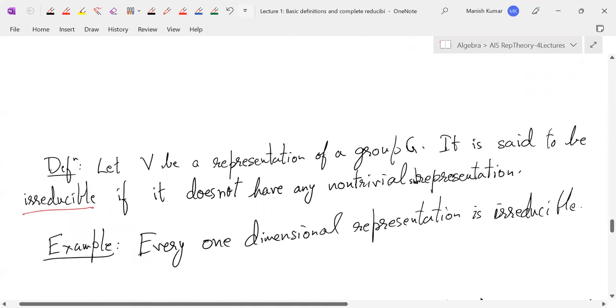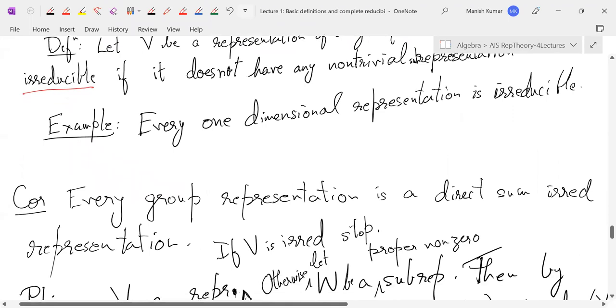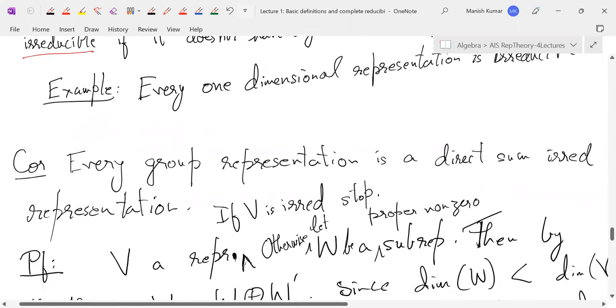So the consequence of this lemma, the theorem which we just proved, is that every group representation is a direct sum of irreducible representations. Remember this is in characteristic zero again. So we will only worry about fields of characteristic zero, since it uses that theorem, which is true for characteristic zero.